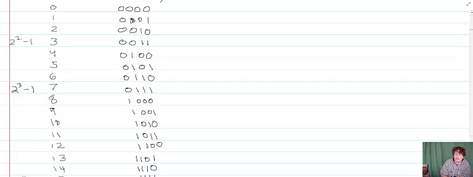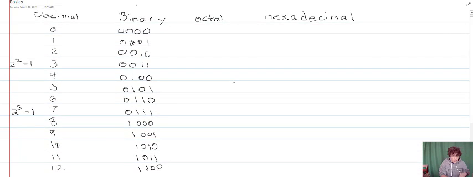Okay, so octal. These binary numbers can get very long. As you can see, the number 8 already has 4 digits. And so as you go on, the numbers get longer and longer. So we use other systems that can make these shorter.